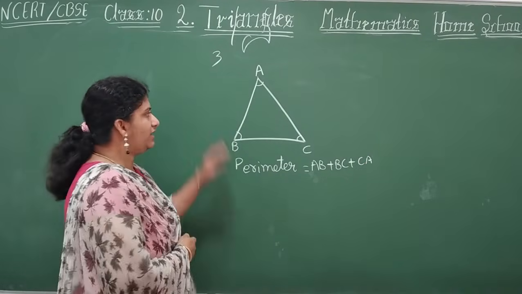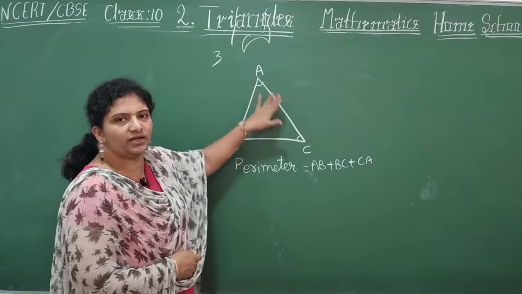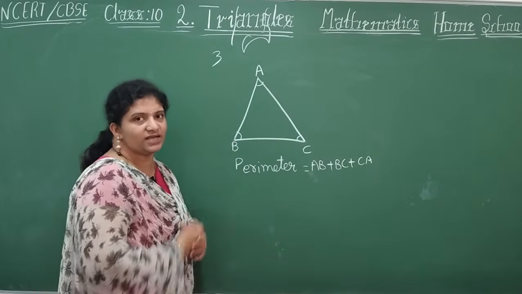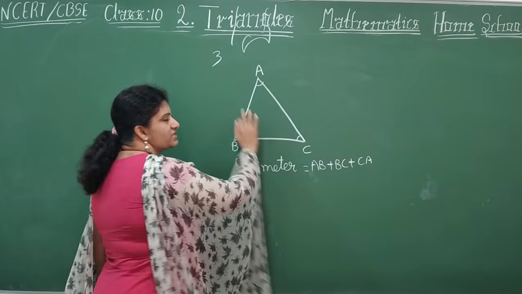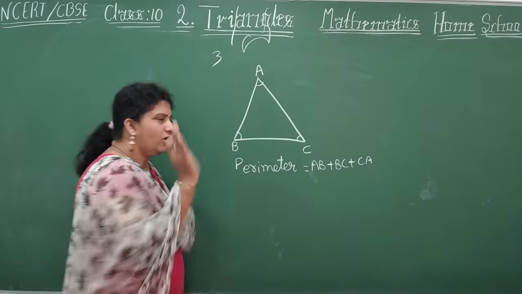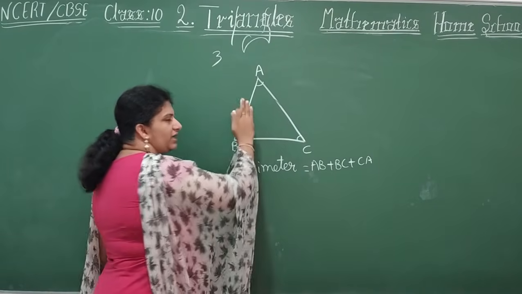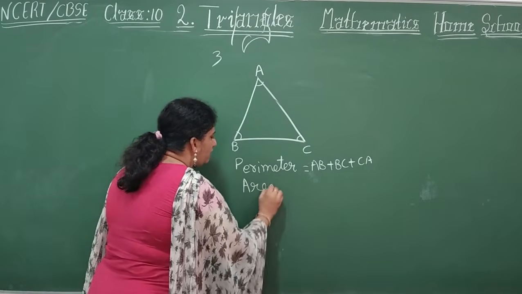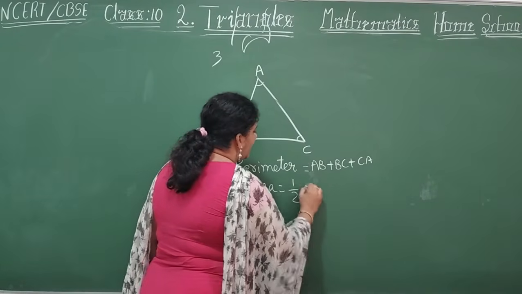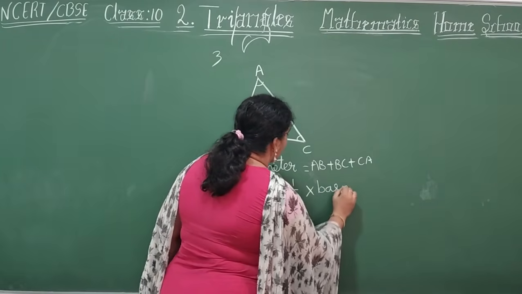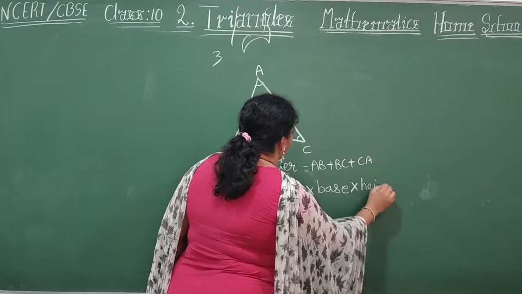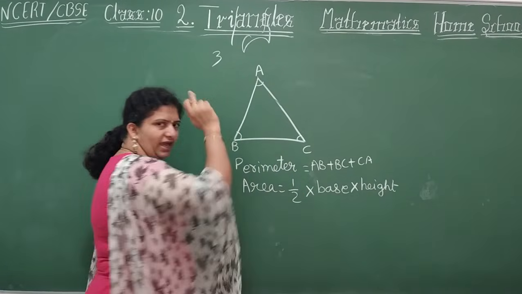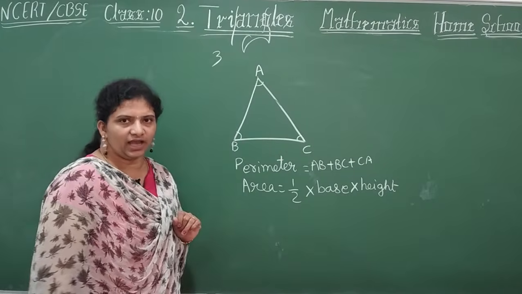Okay. Then what is the space bounded inside? What is the region inside the three sides? This is called the area. What is this complete part? Area. What is the area of a triangle formula? Half into base into height. Okay. Half base into height. This is the area of a triangle.